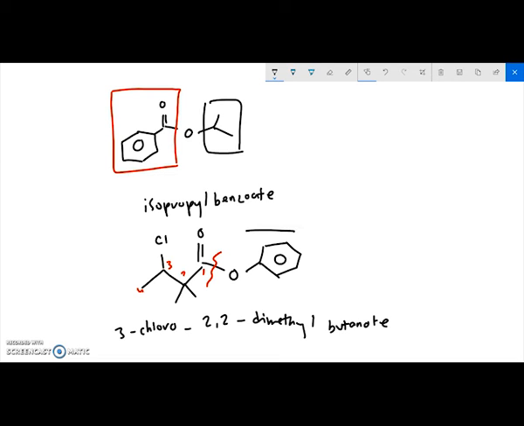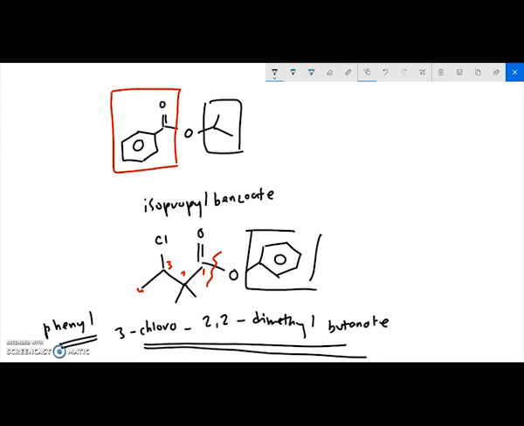So what about the alcohol part? Okay, benzene as a substituent will be named as phenyl. Okay, not benzene, not phenol. It will be called phenyl because we're going to take this as an alkyl attachment to the ester compound. So again, there will be 2 sides of the name. The first one representing the alcohol part, the second one representing the carboxylic acid part.